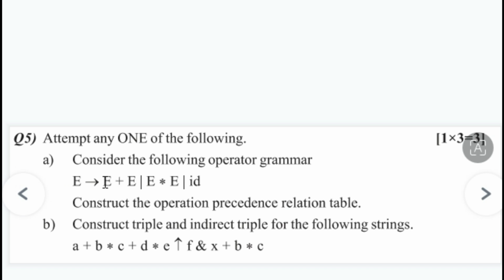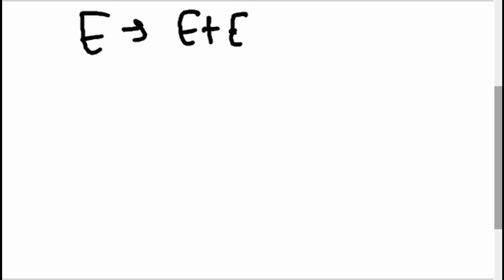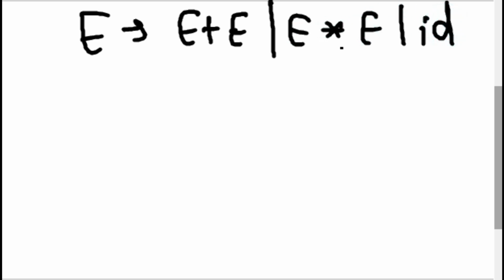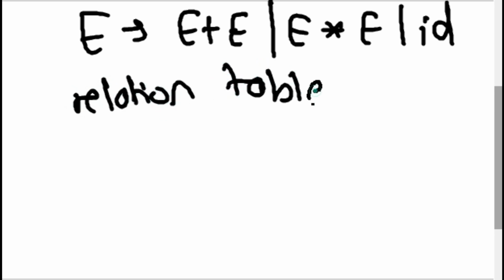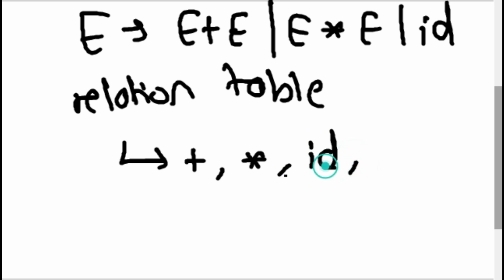E derives E plus E, E star E, ID. Now how to create an operator precedence relation table. So first we will solve how to create a relation table. In the relation table, first we have to break the above production and we have to find all the operators and terminals. So plus is a terminal symbol, star is a terminal symbol, ID is a terminal symbol. And then we have to add an extra terminal symbol which is dollar.